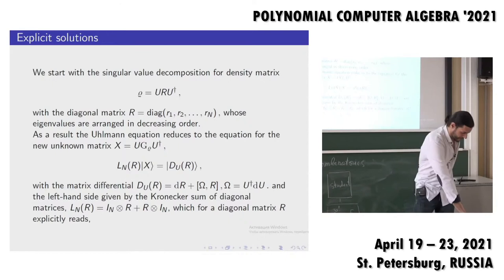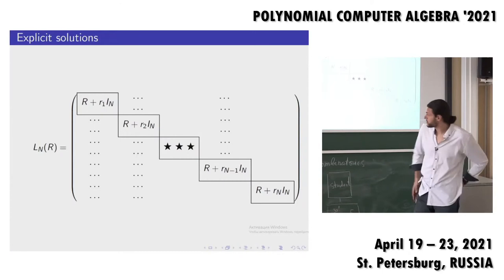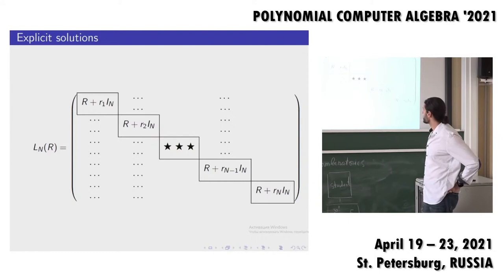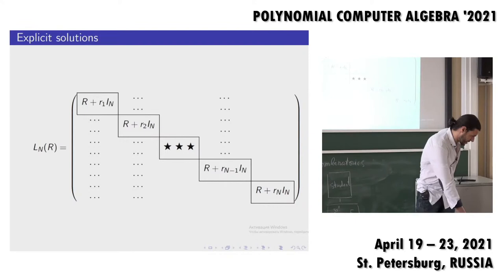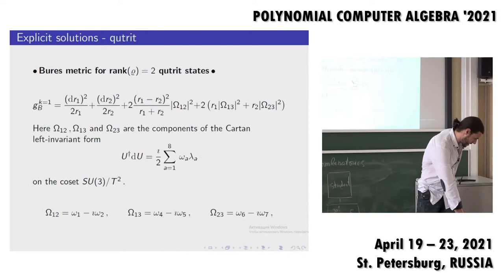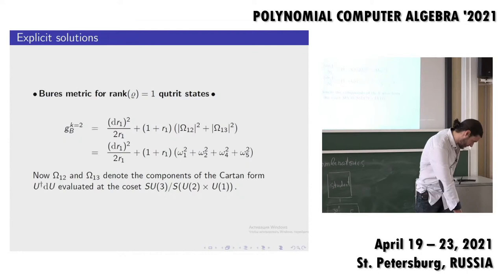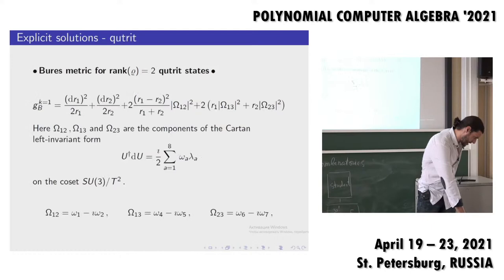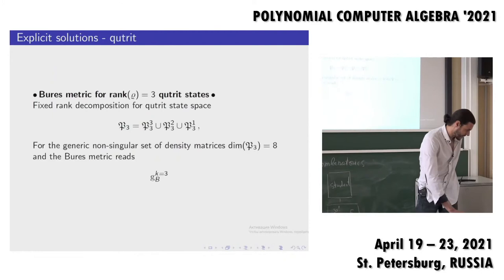So the calculation is analogous to the case of a qubit, and the expressions are more complicated. There are some results for rank 1 states. For rank 3 and 2, that's an ongoing project, and we have to check these results. There are some subtleties.